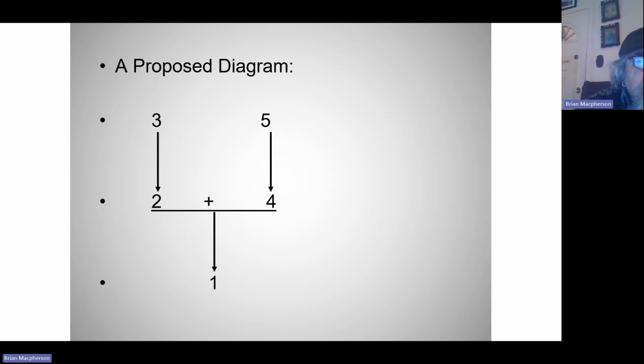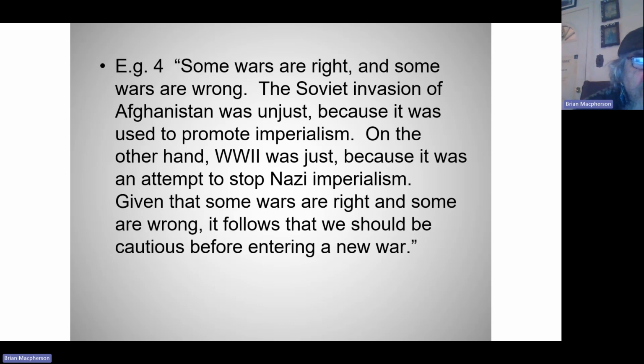Now, here's the thing, though. You might say, well, where the heck do 3 and 5 come from? Well, the thing is that 2 and 4 are supported by further premises. So look at 2: the Soviet invasion of Afghanistan was unjust.